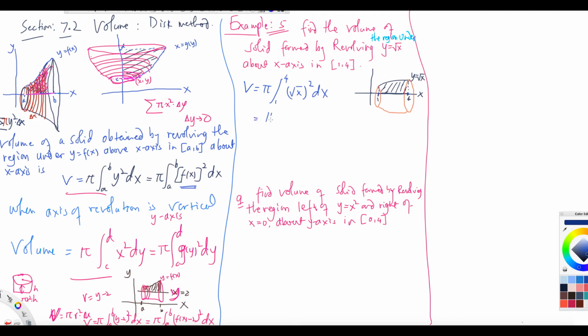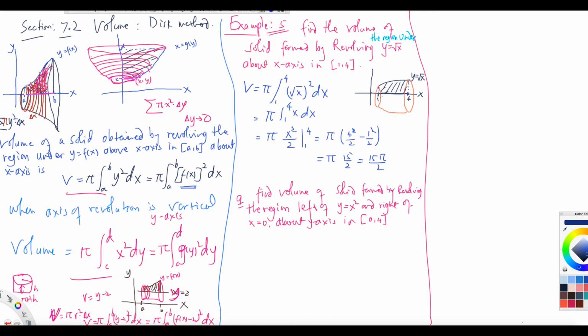So let us do that. Pi times the integral from 1 through 4 of x dx. What is the integral of x? It is x squared over 2, with limits 1 through 4. So pi times 4 squared over 2 minus 1 squared over 2, that is pi times 16 over 2 minus 1 over 2, which is 15 over 2. So the final answer is 15 pi over 2. That is the volume of this solid.